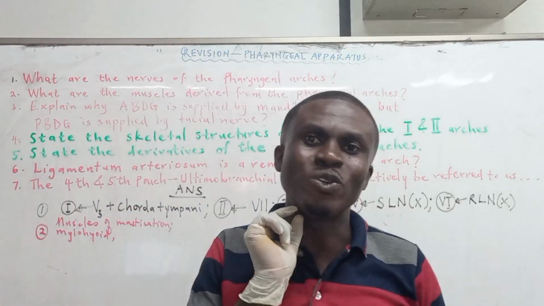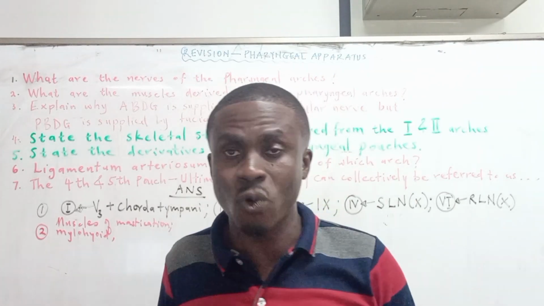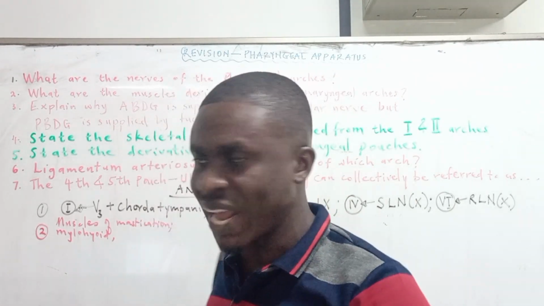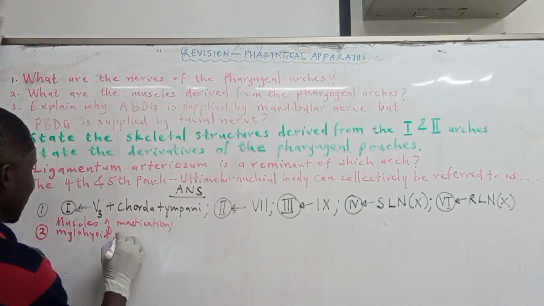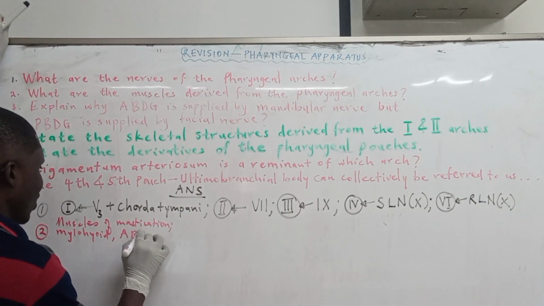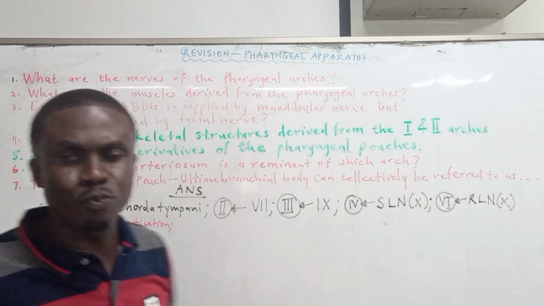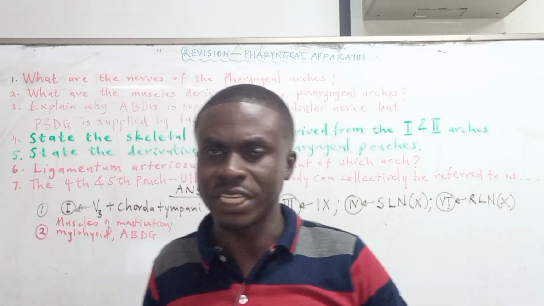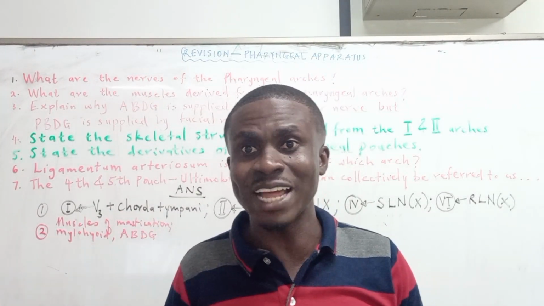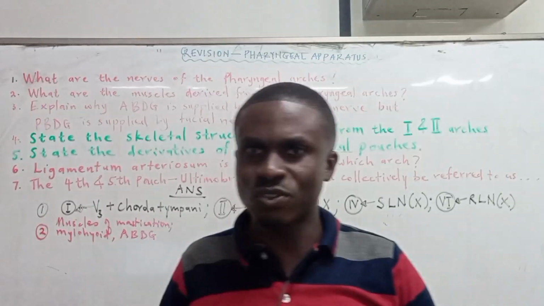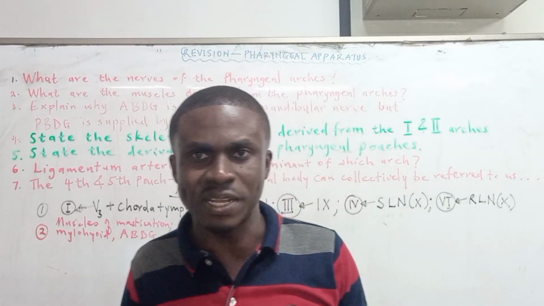Not only that, we see the mylohyoid muscle with what we call the anterior belly of digastric muscle. Now I want to shorten it, anterior belly of digastric muscle, ABDG, will be the muscle that I'm talking about over here. My friends, is that all? No. Now, there's one simple thing that always helps me.